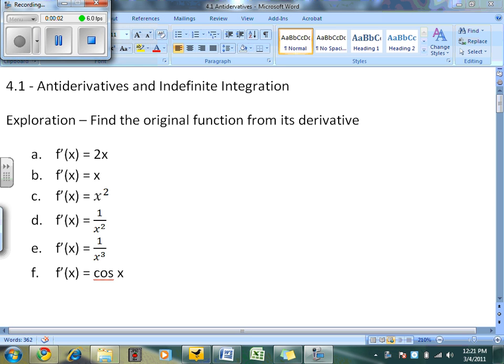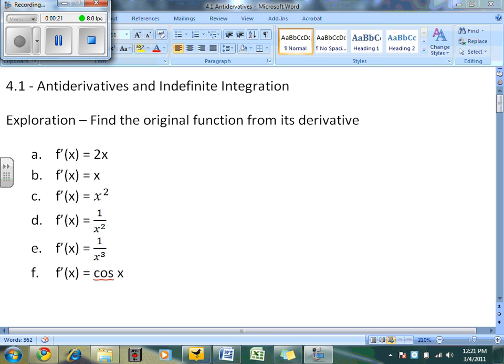Chapter 4, we start going into integration now, or what's called antiderivatives, also known as integration. And integration is the opposite of taking a derivative. If you notice here on the sheet, I would like you to actually pause the video and think about this for a second.